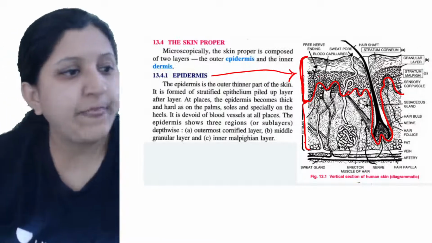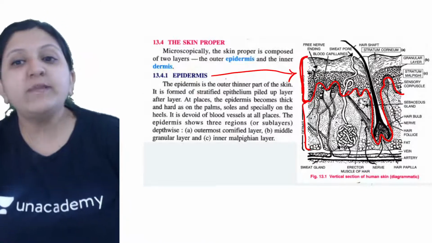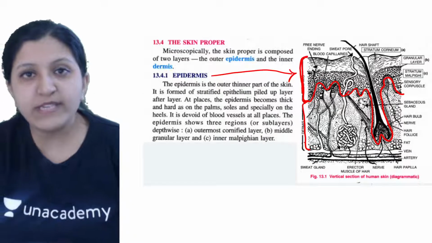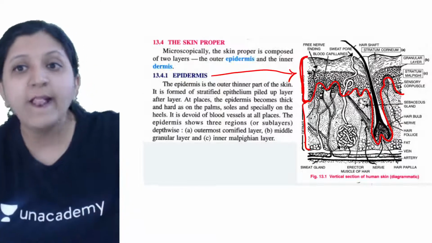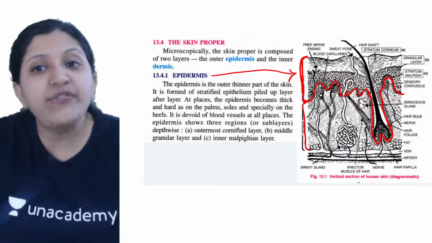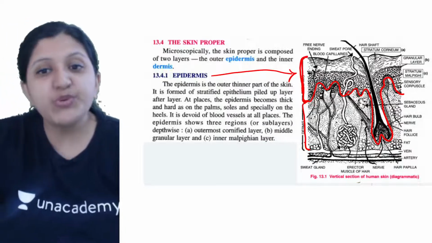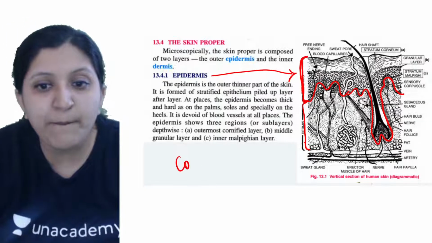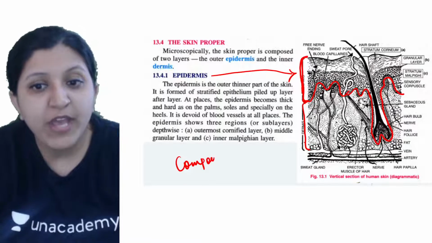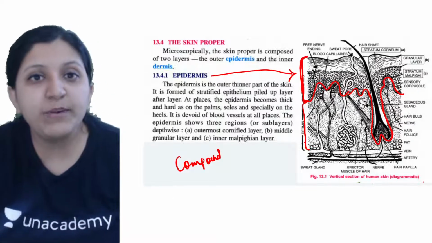All right. Now with respect to the same, epidermis is the outer thinner part of the skin. So this is the outer part, a thinner part, okay. It is formed of stratified epithelium. Do you know what stratified means? Stratified means compound. Compound means it is not just one layer, okay. Multiple layers are there.